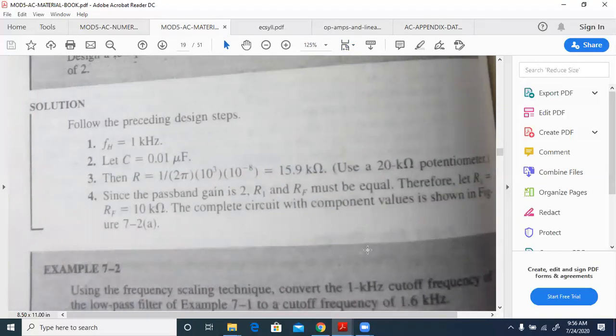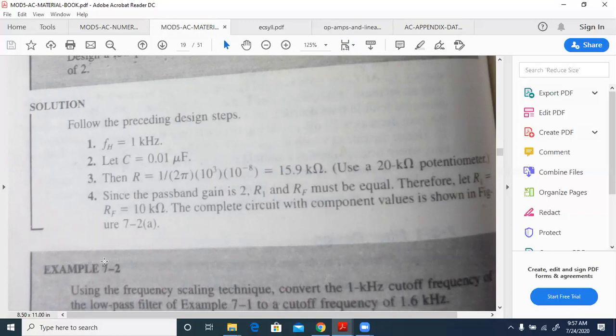R will definitely be 1 by 2 pi times 2 kilohertz, that is 2 into 10 to the power of 3 into 10 to the power of minus 8. And that will definitely give double of this value. Will it be double? No, it will be half of this value. So that will give us 7.95 kilo ohms. Again, that is not available to us. So you can use a 10 kilo ohm part and then vary it such that you get 7.95 kilo ohms.